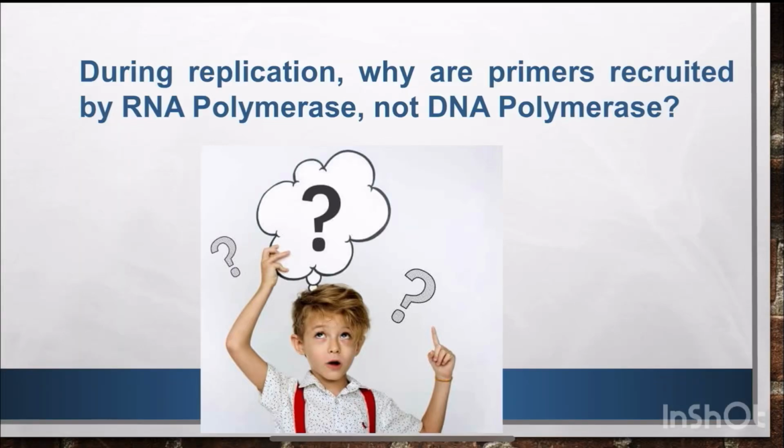Have you ever wondered why, during replication, primers are recruited by RNA polymerase, not DNA polymerase? That means if we want to insert a primer, then we need RNA polymerase. Why can DNA polymerase not do the work of inserting the primer? So what is the reason behind it?